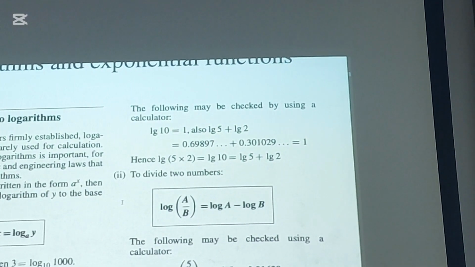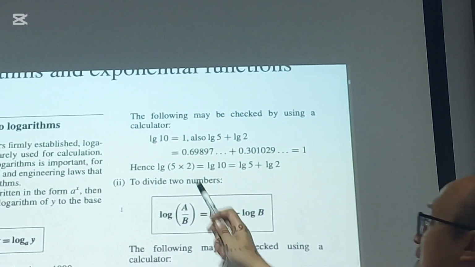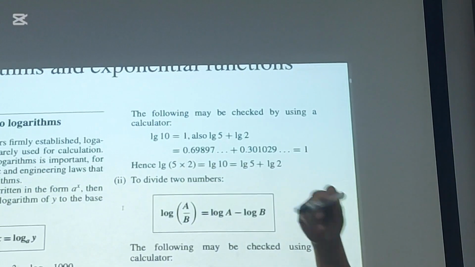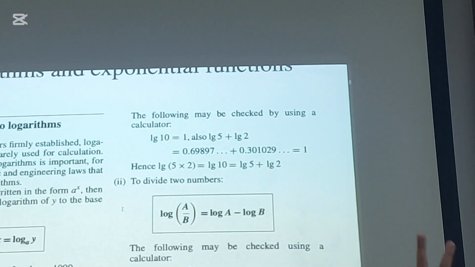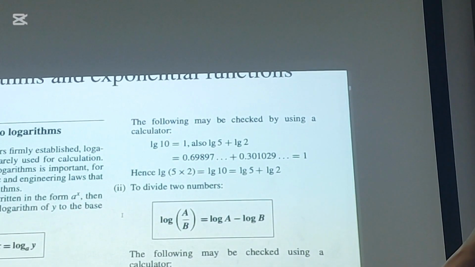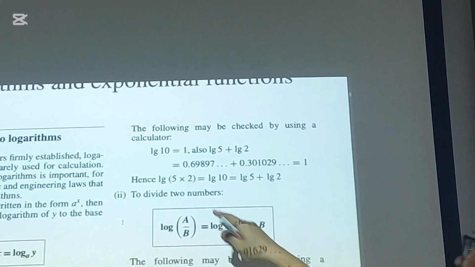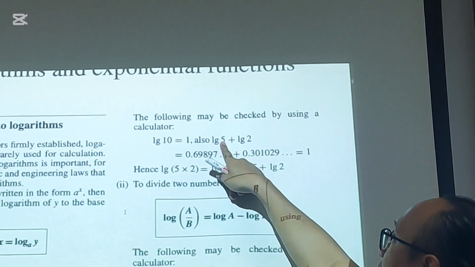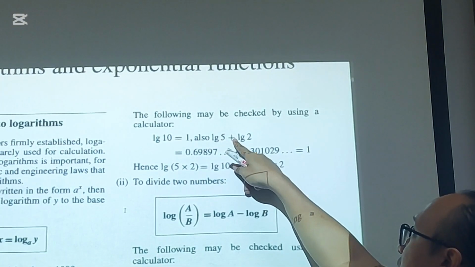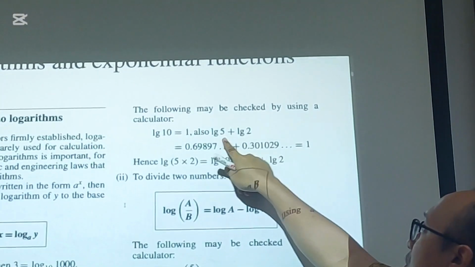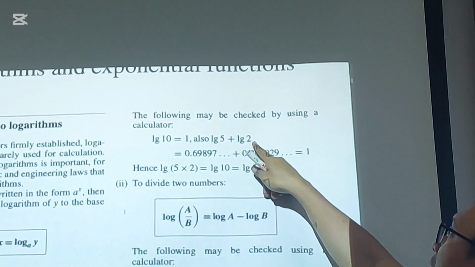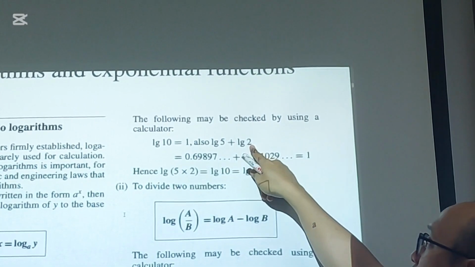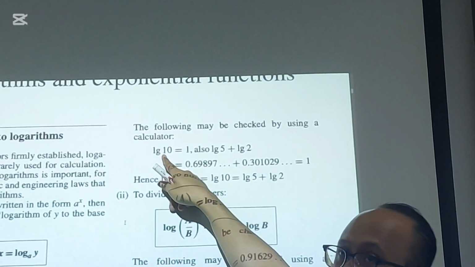For example, log 10, you can also change into two logarithmic functions. You can change it to log 5 plus log 2, because 5 multiplied by 2 is equal to 10.